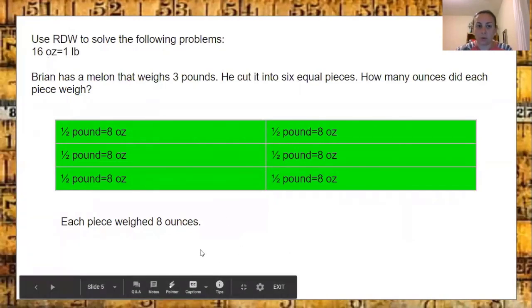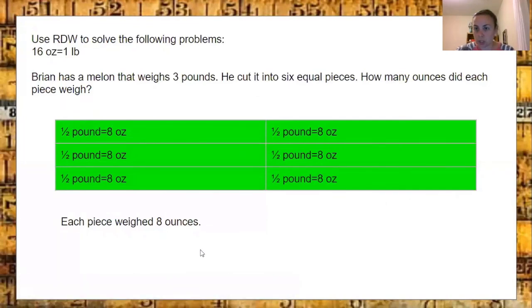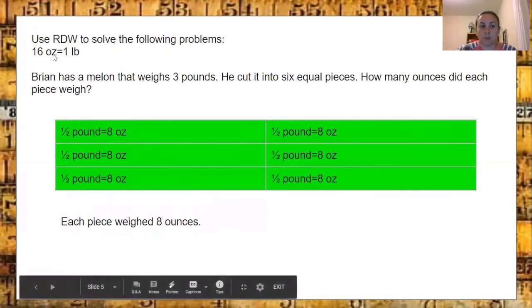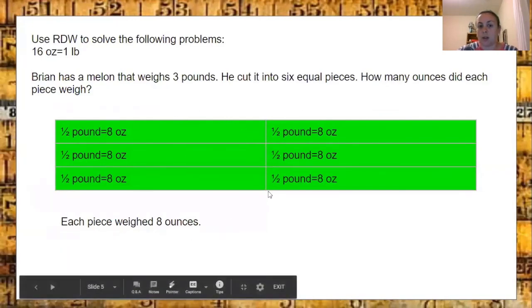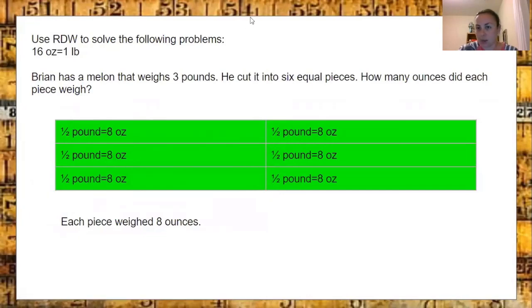All right, so hopefully we were able to use those conversion charts or the conversions that we have learned so far this week and be able to answer some practical problems using equivalent measurements.